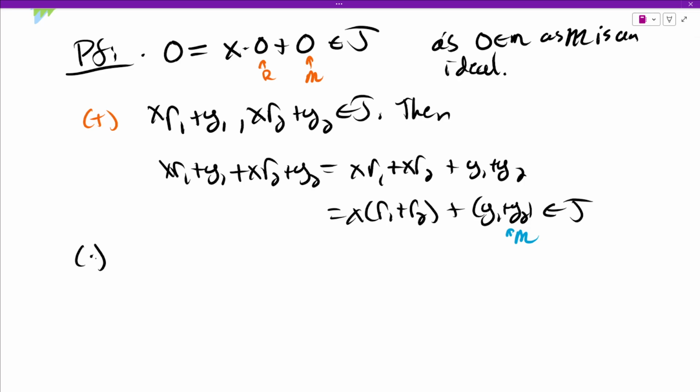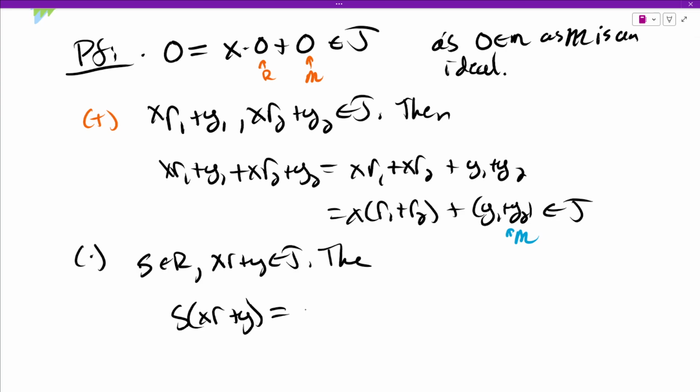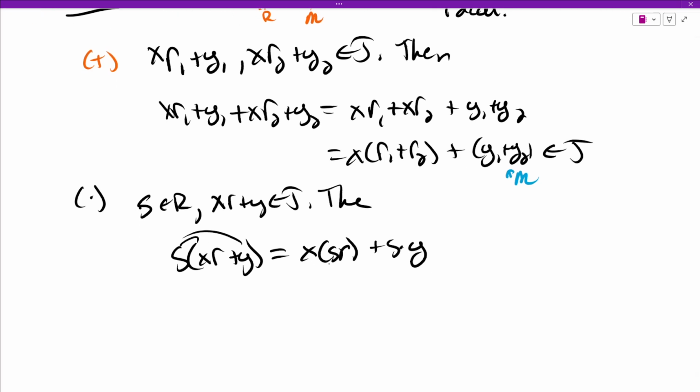And now the last thing we have to do is show it's closed under multiplication by R. So let's take some s in R, and let's take some X r plus y in J. Then s times (X r plus y) is X s r, because we're commutative, so we can multiply however we like when we distribute, plus s y. But s r is an element of R. And s y is an element of M because y is in the maximal ideal M, and ideals absorb multiplication, so that's also in M. So this guy is in J. Okay, so this tells us that J is an ideal.